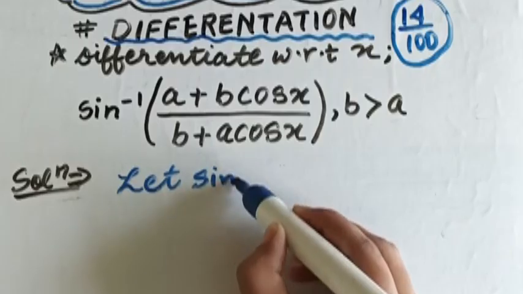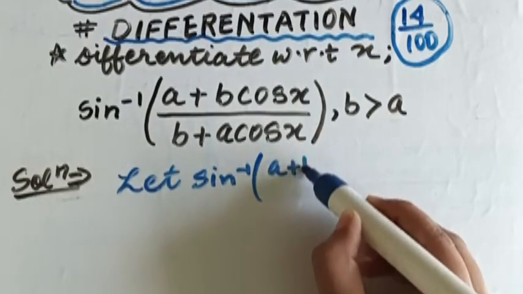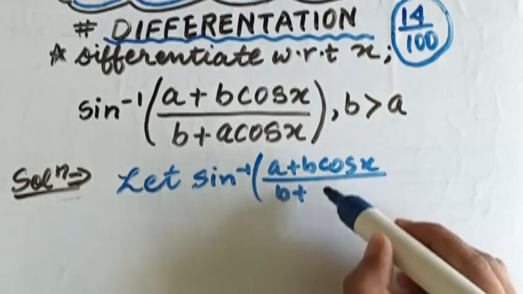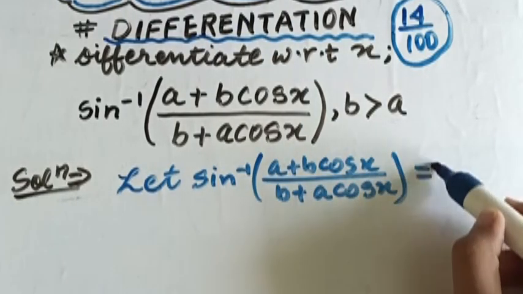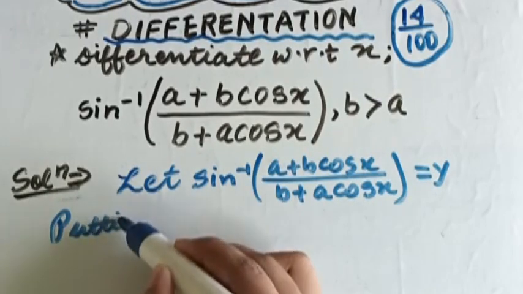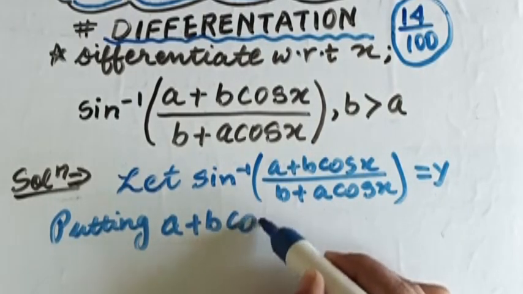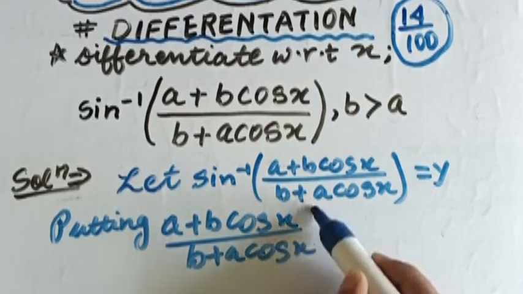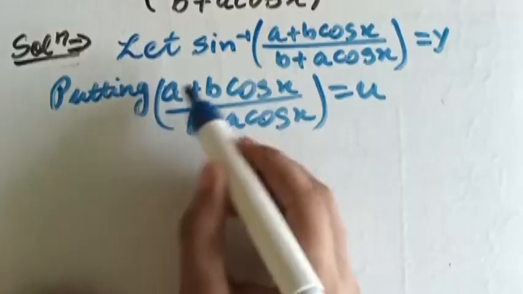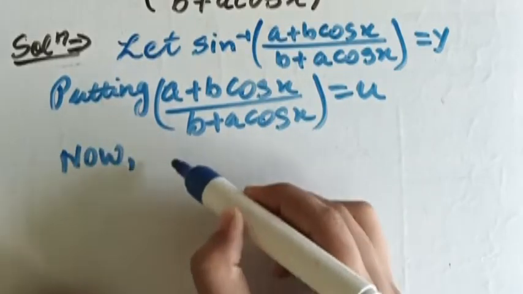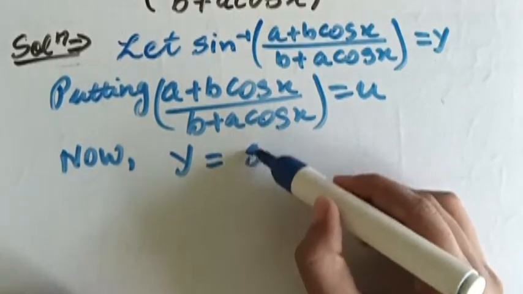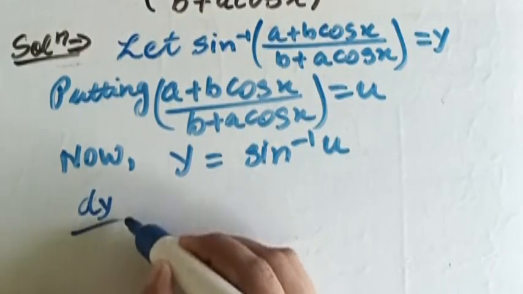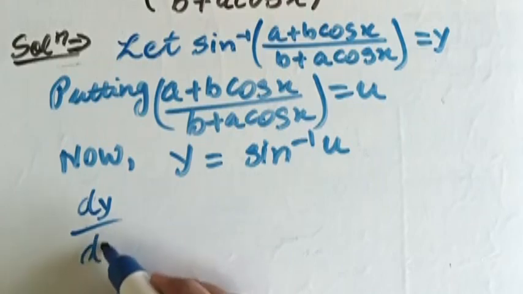So let's solve it. Sine inverse of (a plus b cos x) upon (b plus a cos x) is equal to y. Putting (a plus b cos x) upon (b plus a cos x) equal to u, y will become y is equal to sine inverse u. Now you have to differentiate y with respect to x, right?